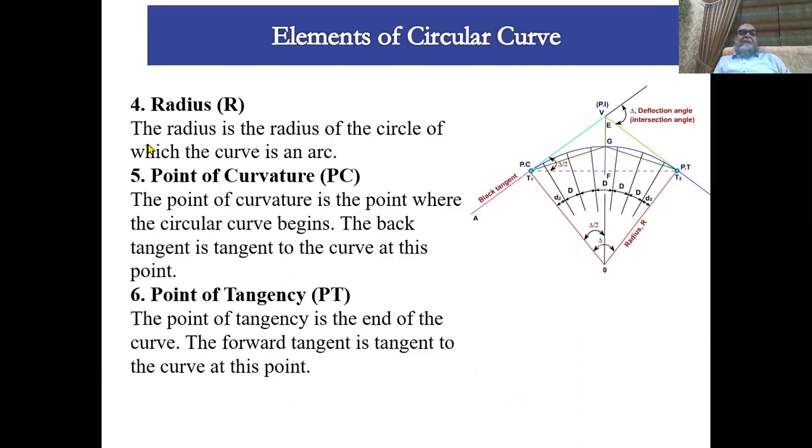Then radius. The radius is the distance from O to T1 or O to G or O to T2, the radius of the circle of which the curve is an arc. Then there is the point of curvature, or we call it the point of commencement of curve, and it is simply the point where the curve begins, like here T1. We call this PC, and then there is always the end of the curve. This point of tangency is the end of the curve, and this is the forward tangent to the curve at this point.